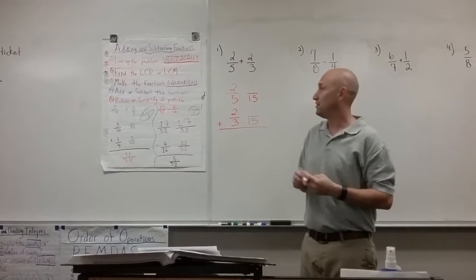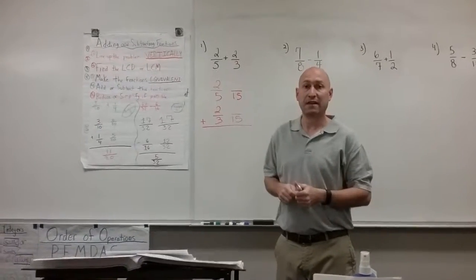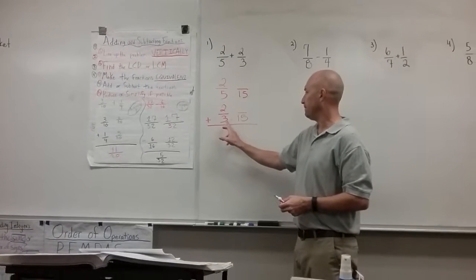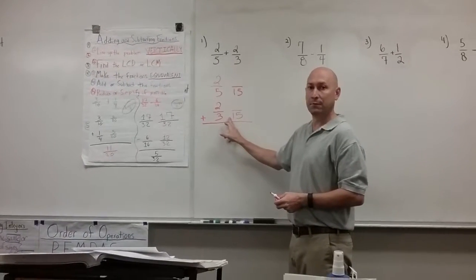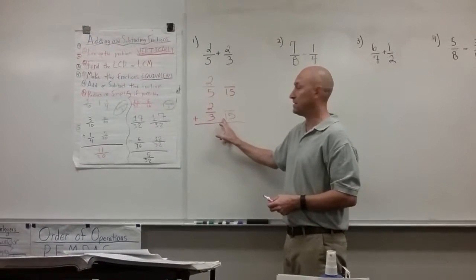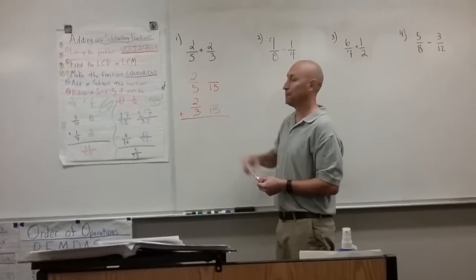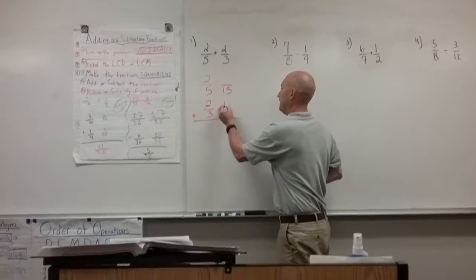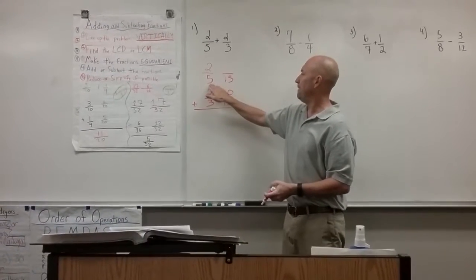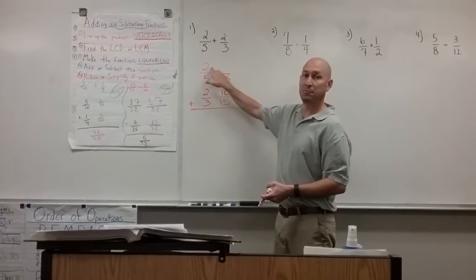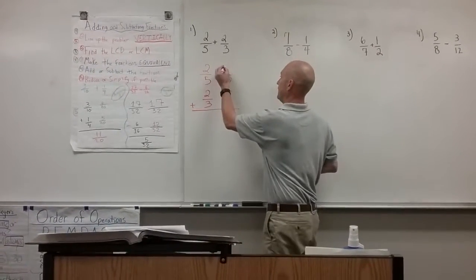And now I have to move on to step 3 and make them equivalent. I'm asking myself, how do I get from 3 to 15? 3 times what equals 15? 3 times 5 is 15. So to make them equivalent, I have to do the same thing with the numerator. So 2 times 5 would be 10. On top, 5 times 3 equals 15, so I'm going to multiply the 2 times 3 to give me 6.